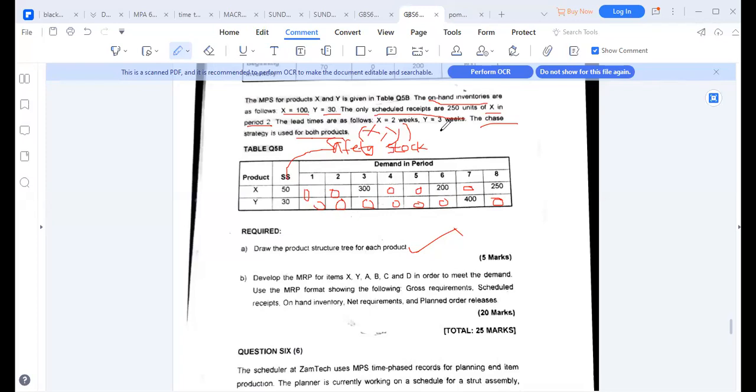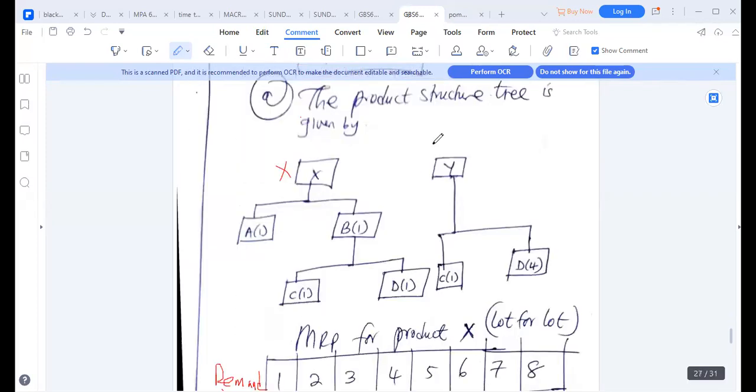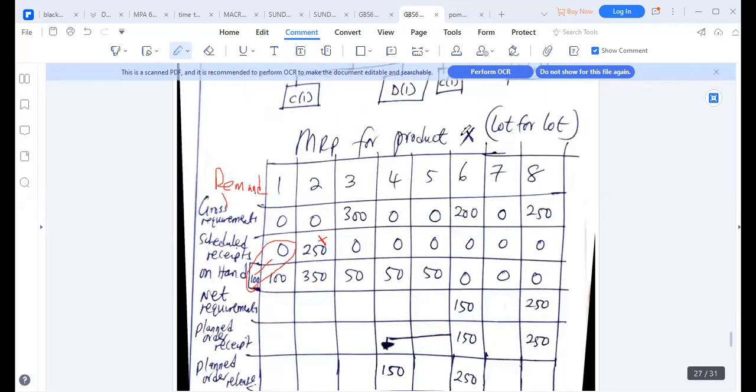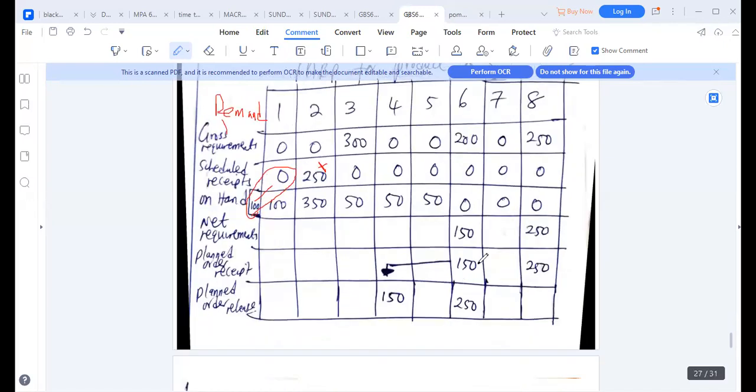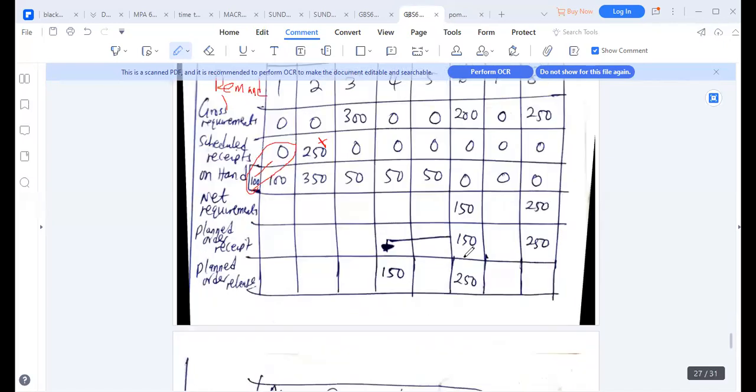So after preparing the MRP for product X, we are going to say for this X the lead time is 2 weeks. So meaning for us to have an order receipt in this week 6, this was supposed to be released 2 weeks before. Okay, so this is where this 150 has come here because of the lead time. If the lead time was 1 week, this 150.